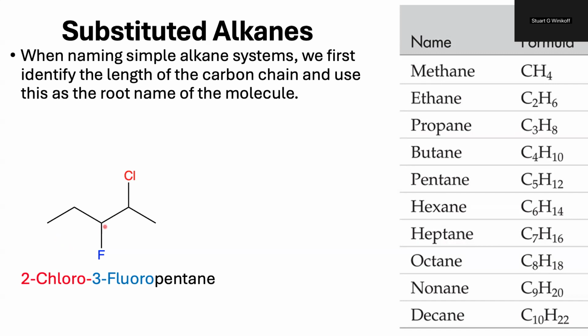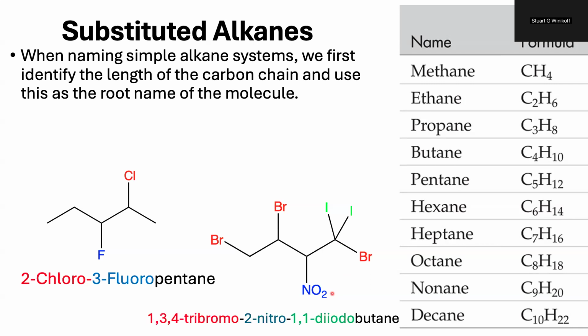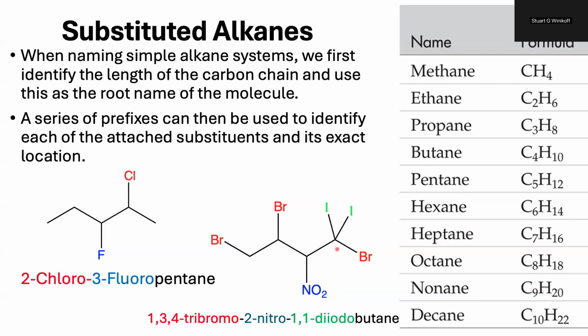We also get more advanced molecular species, such as this substituted butane, where we have a 4-carbon chain, so that will be our root name. And then we have 2 iodines, 3 bromines, and a nitro. We list those by position, with hyphens, commas separating numbers, alphabetically. So we have 1,3,4-tribromo, 2-nitro, 1,1-diiodobutane. Those prefixes help us identify exactly what substituents we have and exactly where they're located.